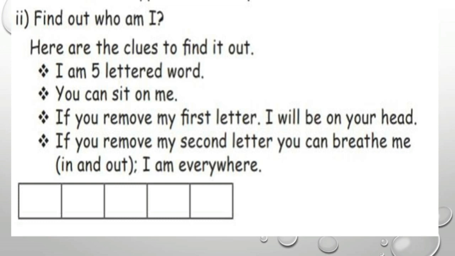If you remove my first letter, I will be on your head. So if we remove the first letter, the remaining letters give that it will be on our head. So what will we have on our head? Yes, we have hair. Very good. And the last clue, if you remove my second letter, you can breathe me in and out. So what will you breathe in and out? We can breathe air, right? Yes. Now we can find a word.